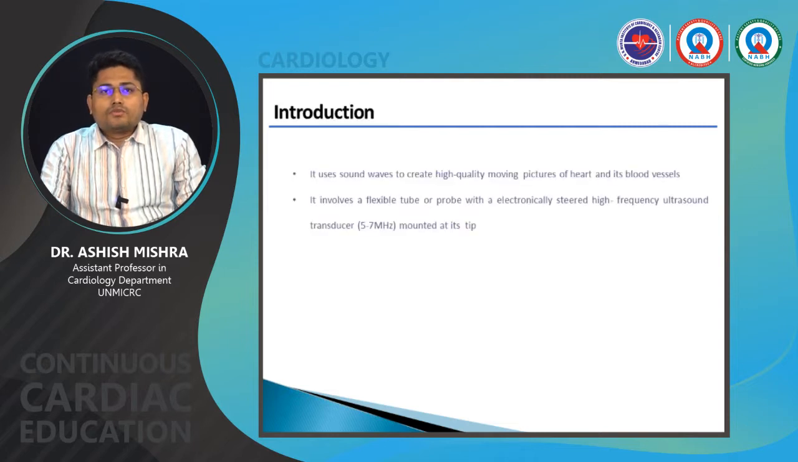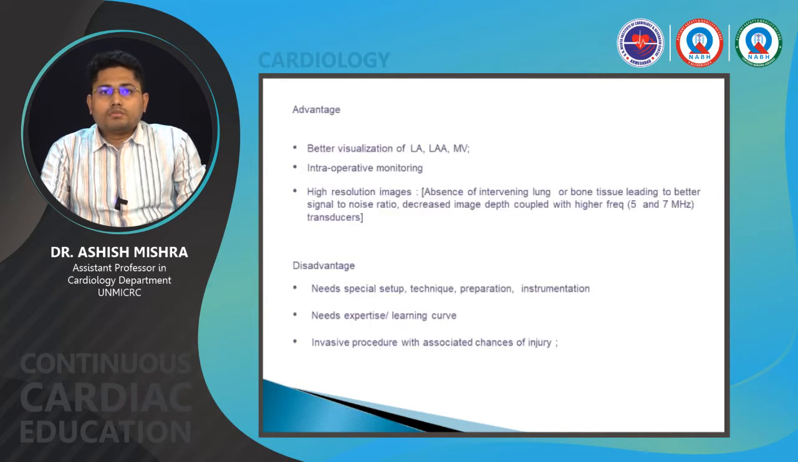So basically, transesophageal echo uses sound waves to create high quality moving pictures of the heart and its blood vessels. It involves a flexible tube or probe with an electronically steered high frequency ultrasound transducer, which is about 5 to 7 megahertz, mounted at its tip.